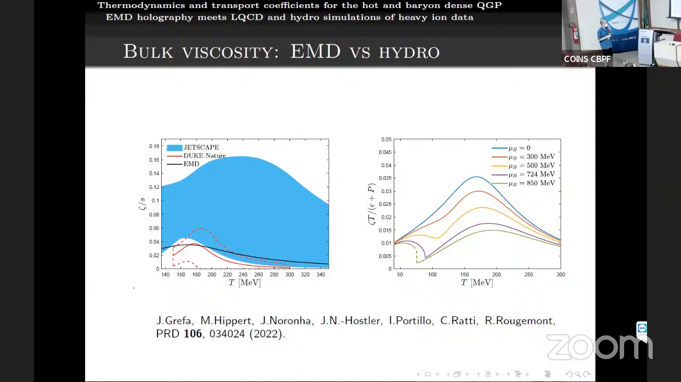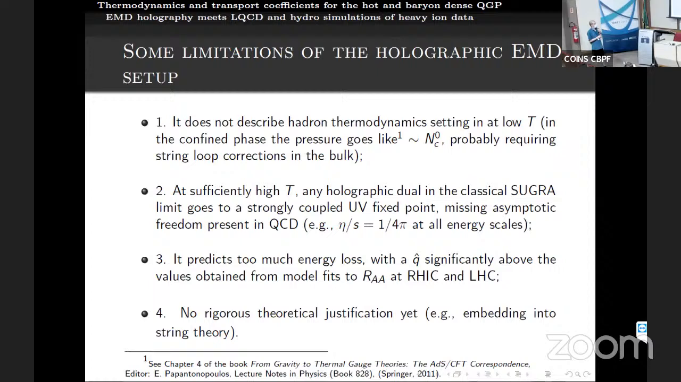The model has several limitations. It cannot describe hadron thermodynamics at low temperature, because in the confining phase the pressure goes like N_c to zero, but in the deconfining phase, since we are considering large N, it goes like N_c squared. So we need to consider string loop corrections in the bulk. So it's no longer just the gauge/gravity duality. At sufficiently high temperature, any holographic dual model in the classical supergravity limit goes to a strongly coupled fixed point, therefore missing asymptotic freedom. And this is manifest, for instance, in the fact that eta over s is equal to 1/4 pi at all energy scales. So there is no asymptotic freedom for classical supergravity models, okay?